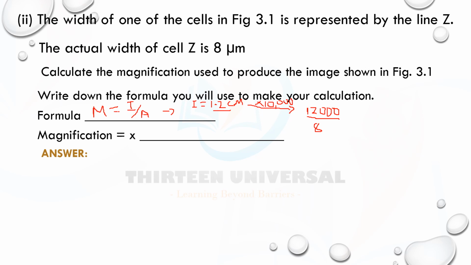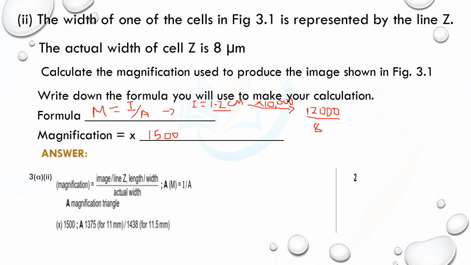12,000 divided by 8. What do you have, guys? Of course, 1,500. So this is going to be times 1,500. Always measure. When you measure the image, convert to micrometers, and that gives you the image size. So that is it there.